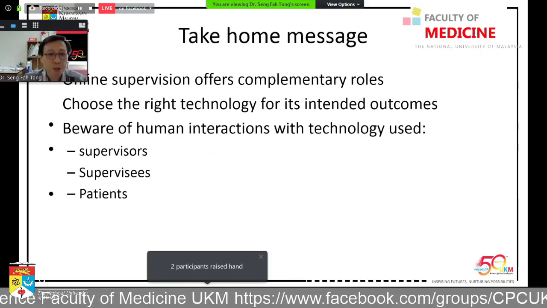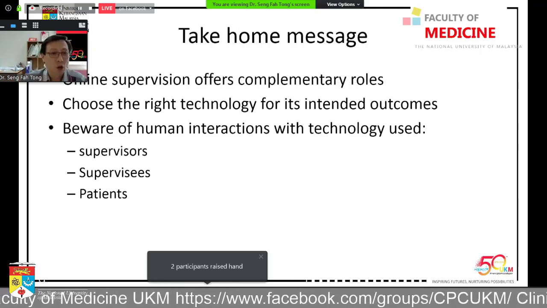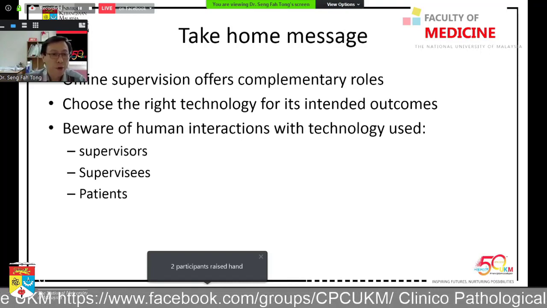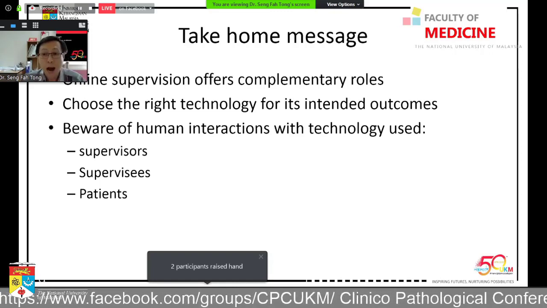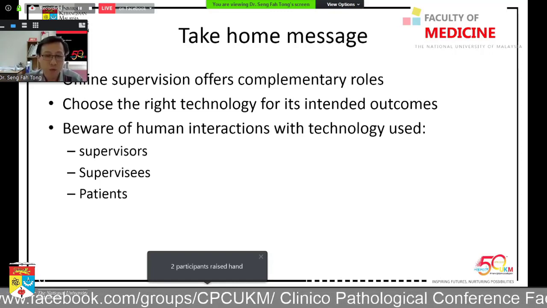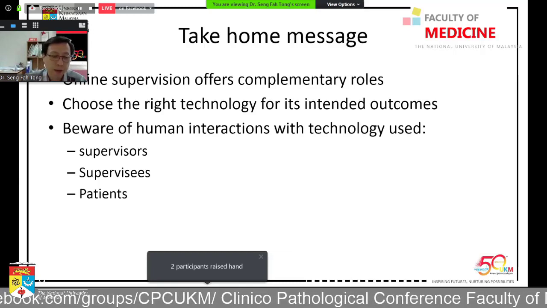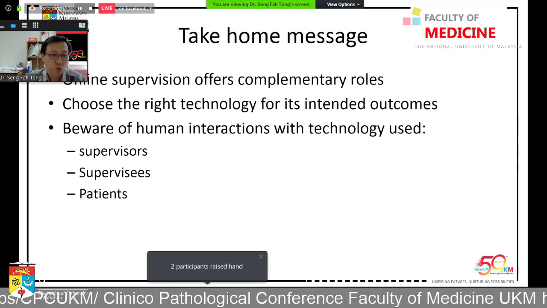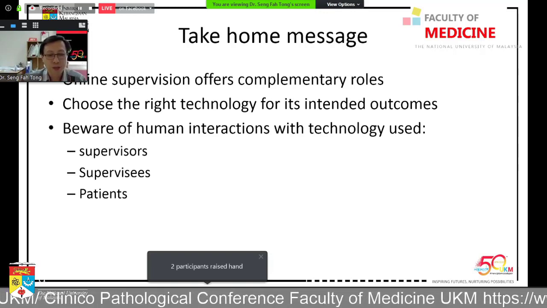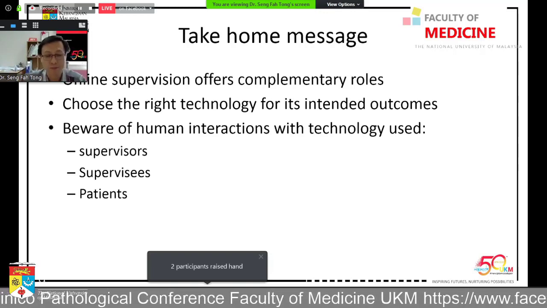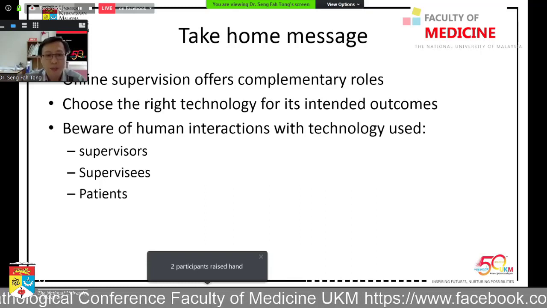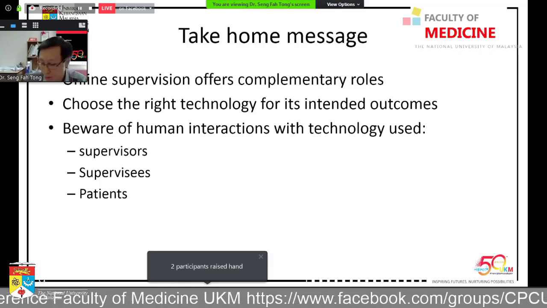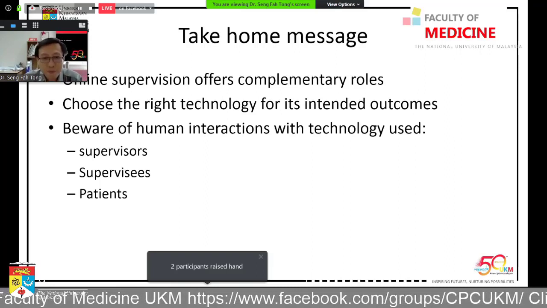My take-home message: online supervision offers a complementary role, not replacing it, as Professor Ismail talked about. So choose the right technology for its intended outcome. Often the outcome drives what we can do with online, so we have to be clear on that for ourselves. And the last bit, of course, beware of human interactions with technology use: supervisors, supervisees, as well as patients. We are talking about professionalism that cannot be replaced by AI. Something that we need to work on, right? So it's a complementary role. With that, I end my sharing session, Prof. Zaliha.